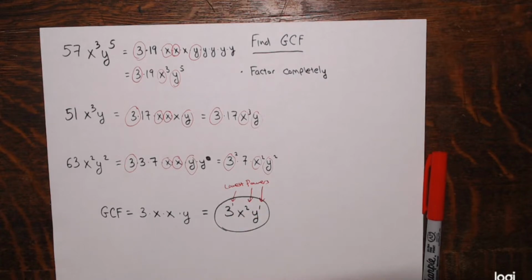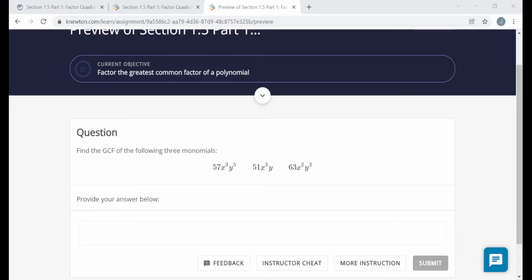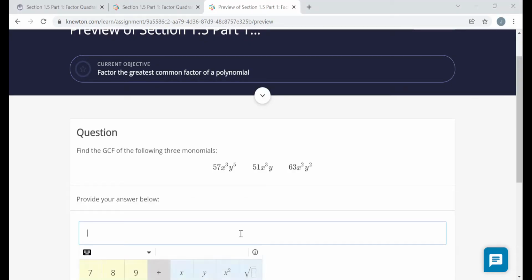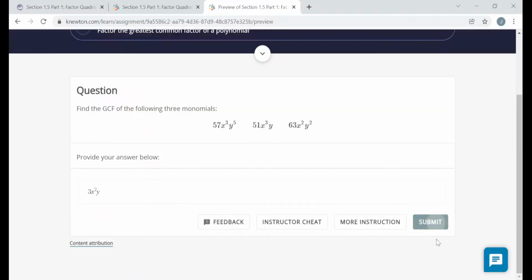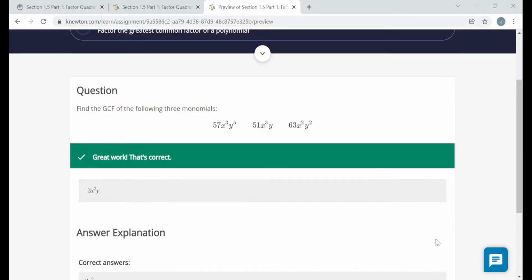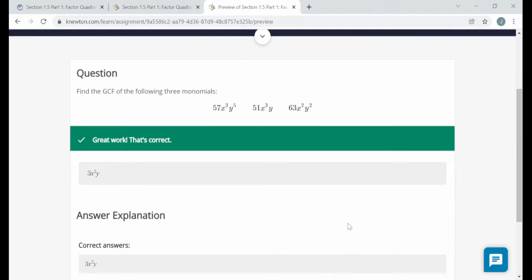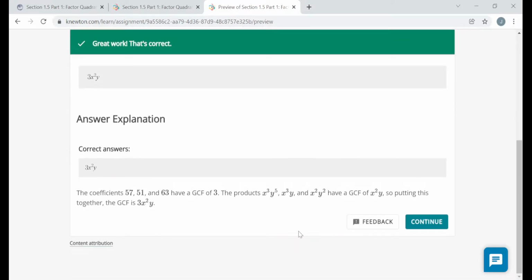Right. All right, and this is what I'm going to enter. Going back to the exercise, this is just 3x squared y. Right, 3 times x squared times y to the first. Very, very simple. And it's like, great, hooray. And once again, please read through the answer explanations. It's pretty short, this one.